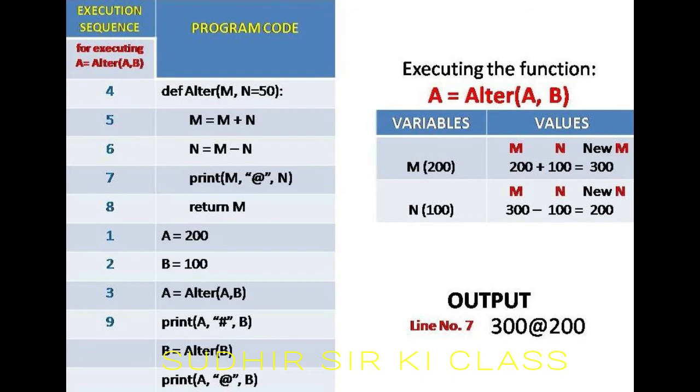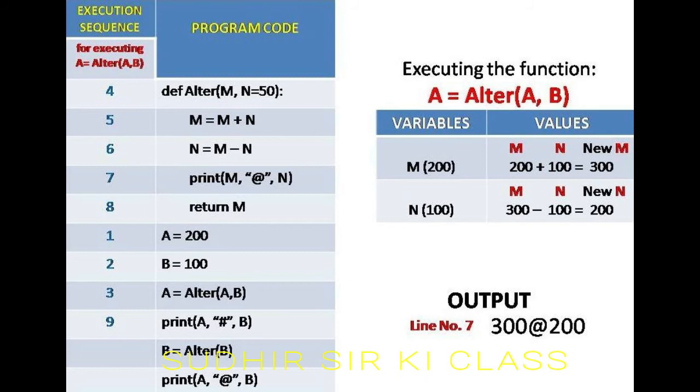Now we are going to execute line number 7, which is a print statement. So simply we have to print the values of M and N with a @ sign in between. So we are printing it as 300 @ 200. After this, we come to line number 8, which is saying return M. So what is the value of M? The value of M is 300. So this value 300 will be returned from this function, means this value 300 will go to line number 3 and will be stored in A.